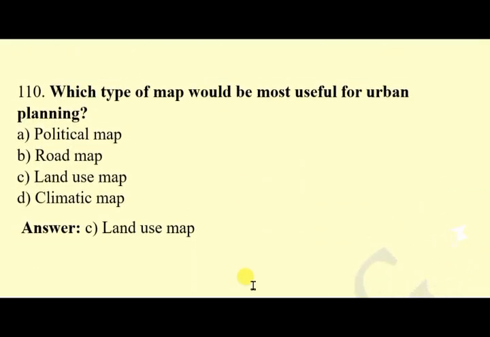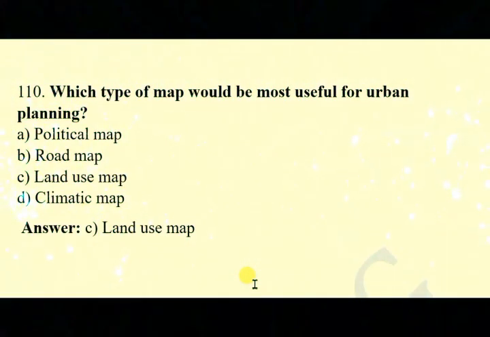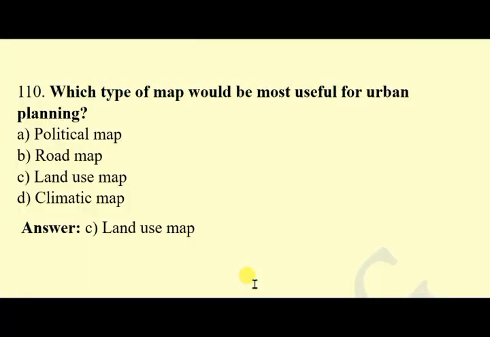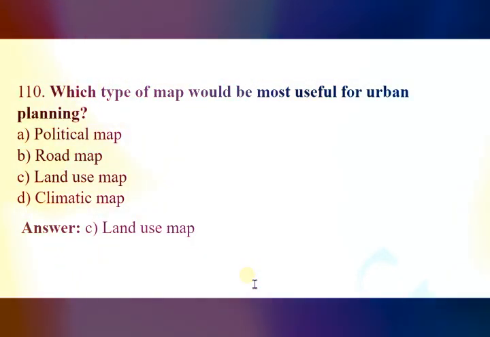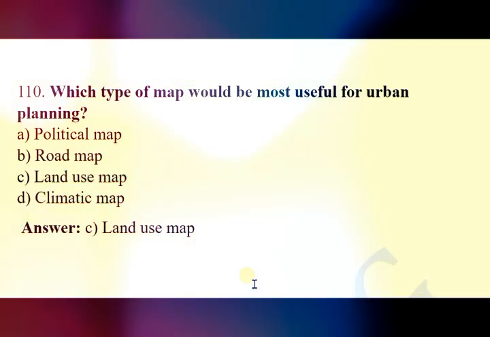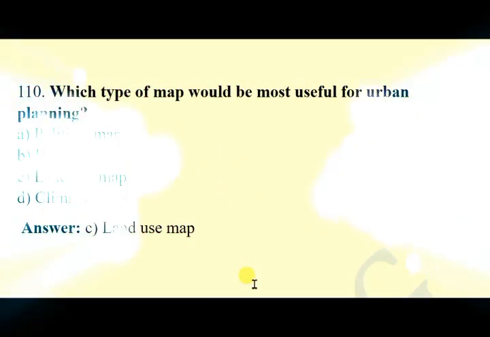Question 110. Which type of map would be most useful for urban planning? Political map, road map, land use map, climatic map. Here the right answer will be land use map. Road map is also needed, but land use map will be prioritized first.